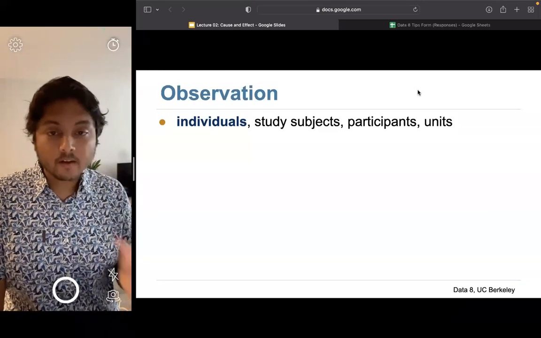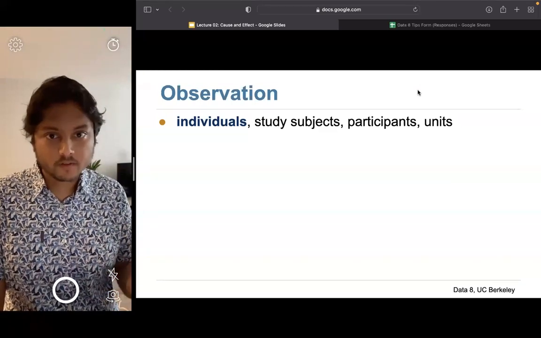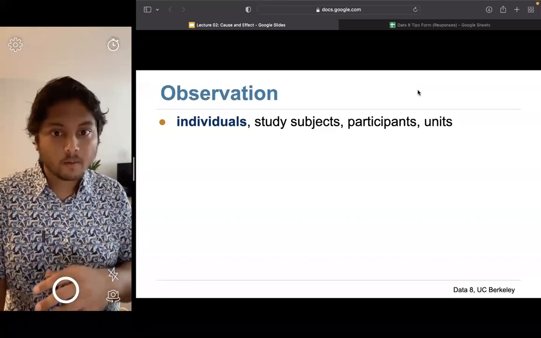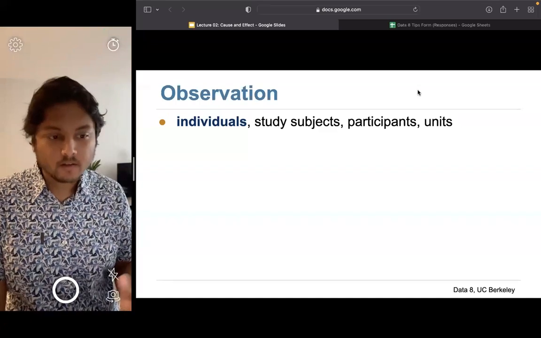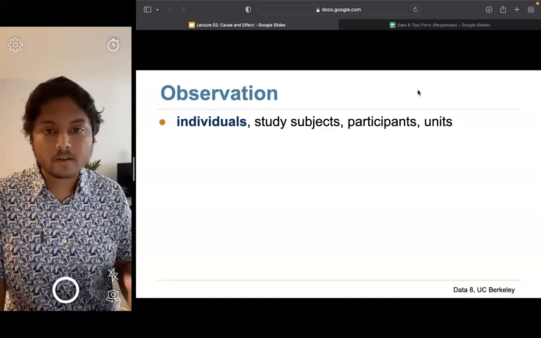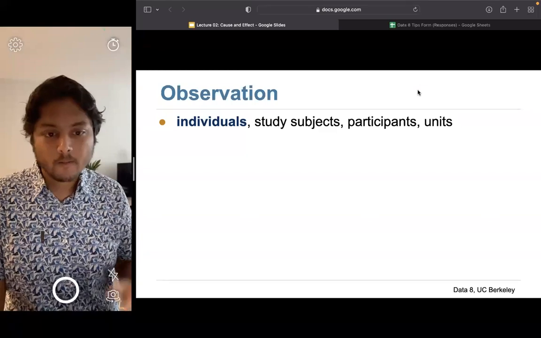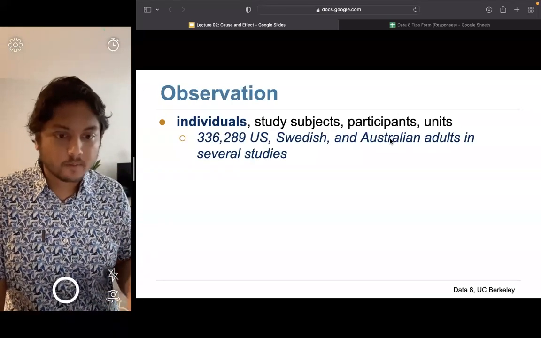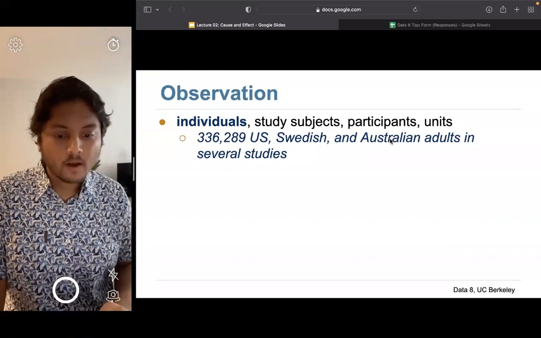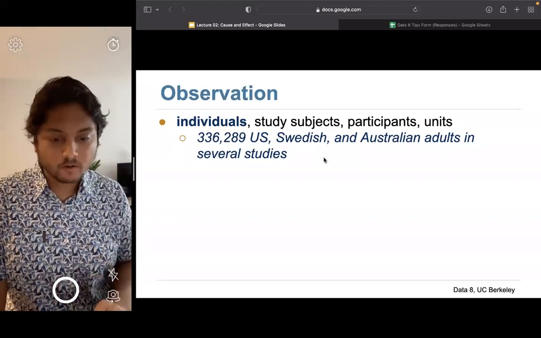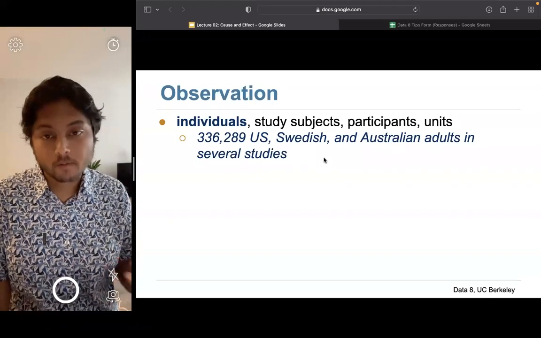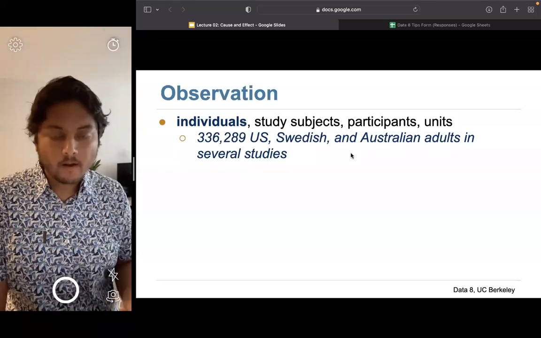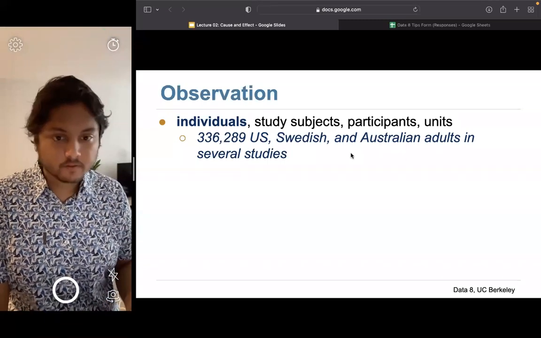And so the individuals are going to be the subject of the study. And so individuals could be actual humans. They could be entities like a business. They could be like animals. It could be anything. It's just like, what is the subject of your study? What is the thing that you're studying? So that's the individuals. And they'll typically be like participants in the study. And so for this particular article, the individuals that were under observation was about 300,000 US, Swedish, and Australian adults. And this was across actually several studies.